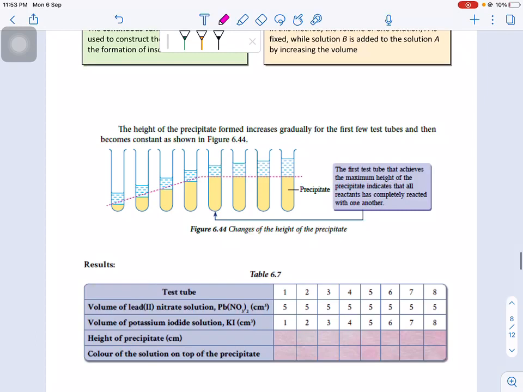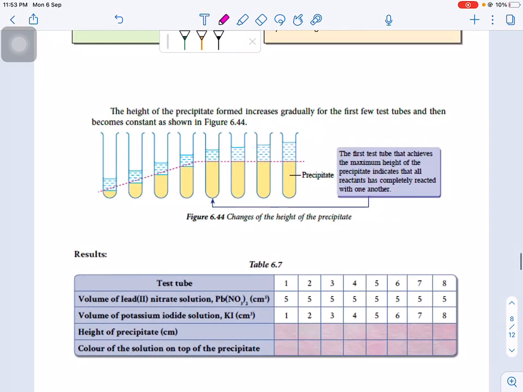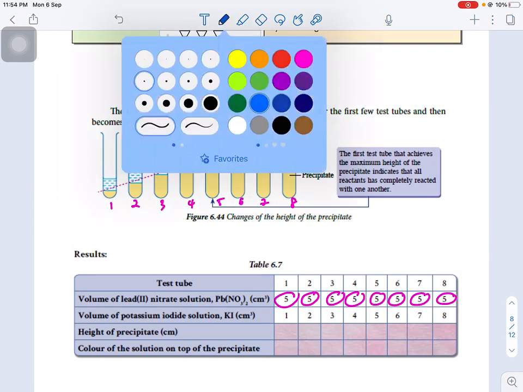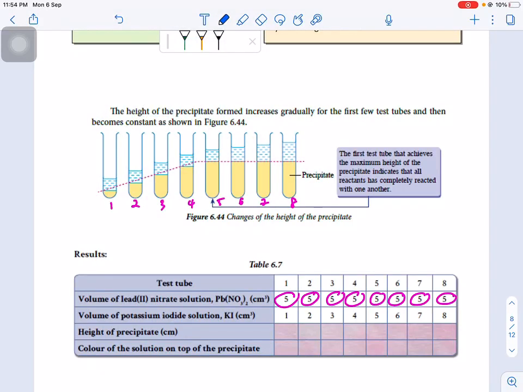Okay, so let's say this is to make you more easy to understand. Okay, we have 8 test tubes. Test tube 1, 2, 3, 4, 5, 6, 7, 8. So in all these 8 test tubes, we put the same volume of lead nitrate. 5, 5, 5, 5, all 5 cm cube. And then for the second substance, which is the potassium iodide, in the first test tube we just put 1 cm cube, masukkan 1, second test tube letak 2, 3, and so on until 8. Maknanya makin lama the amount or the volume of potassium iodide increase. Okay, makin lama makin banyak.